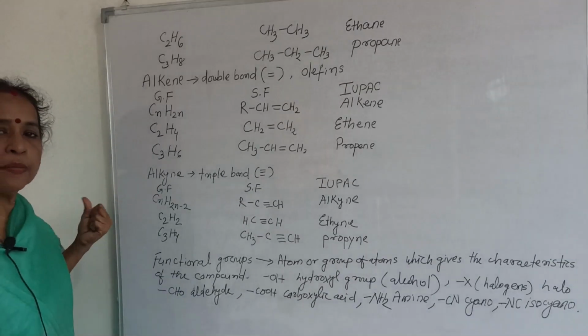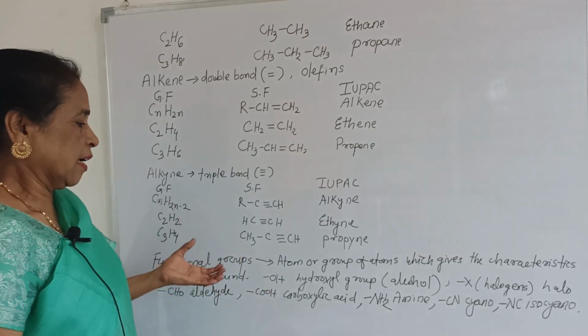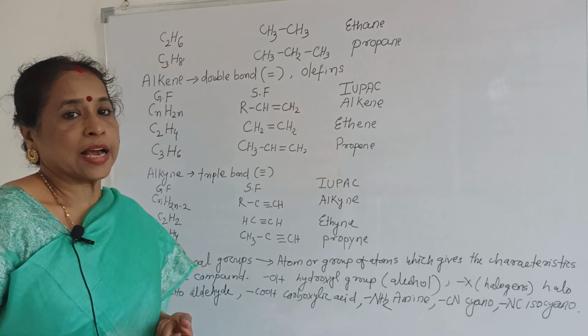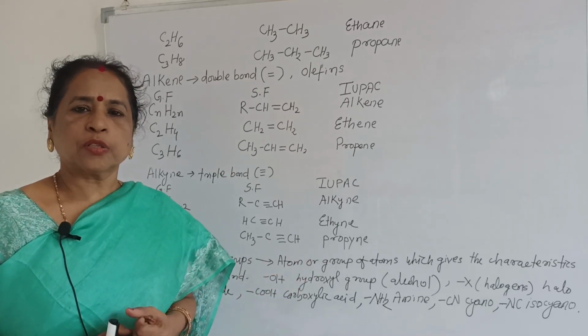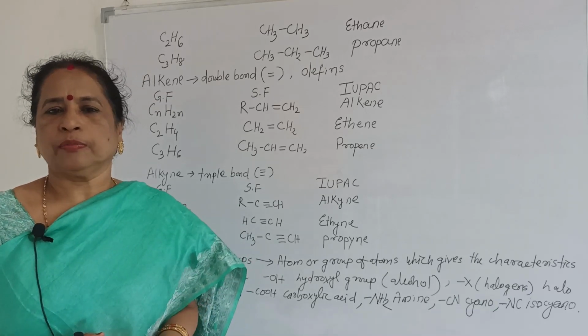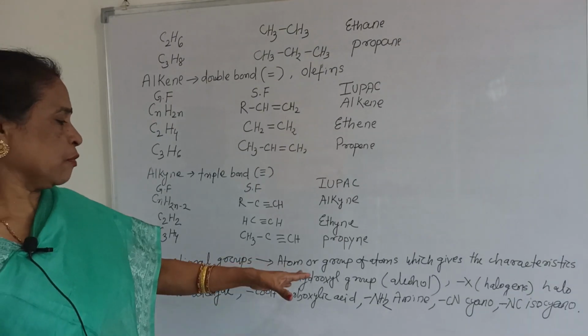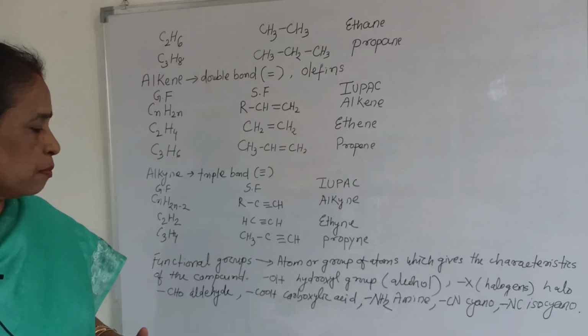Functional group. What is meant by functional group? Functional group means an atom or group of atoms which give the characteristics of that compound, just like OH, hydroxyl group, that means it is alcohol. CHO, aldehyde group, that means it is aldehyde. So functional group means one atom or group of atoms which shows the characteristic of that compound.